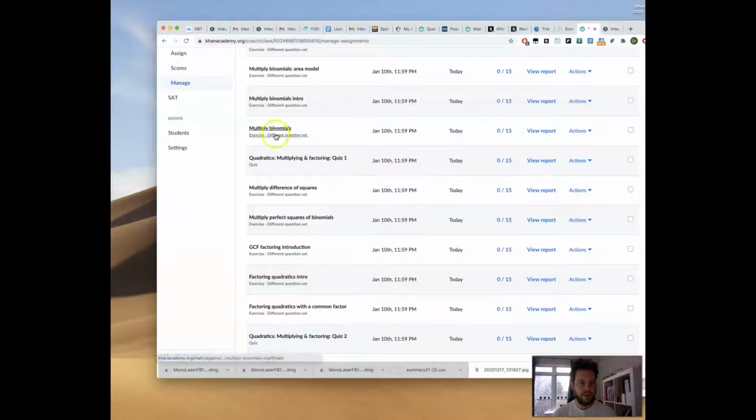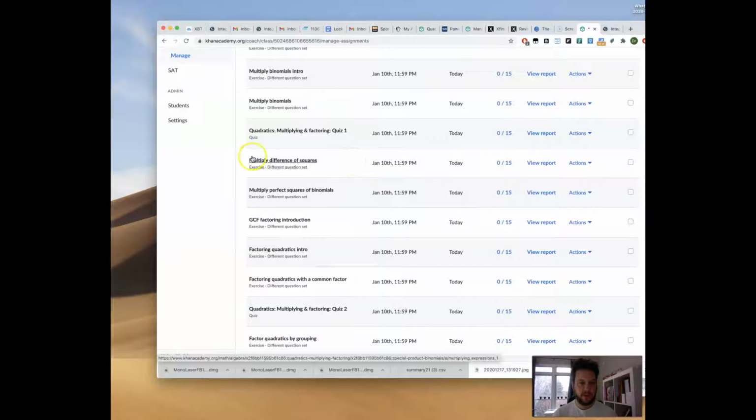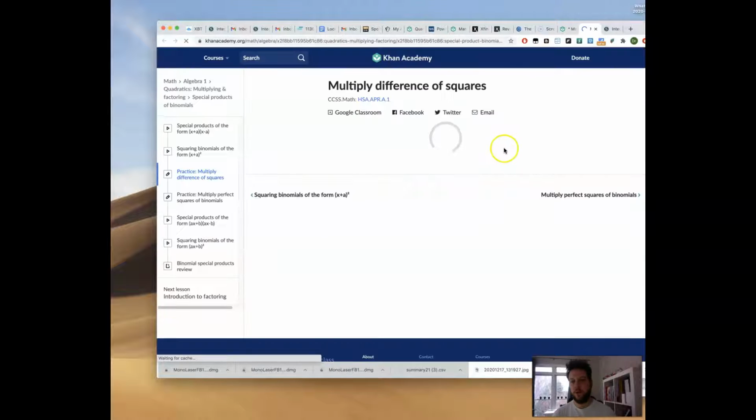Alright, so we just did the multiply binomials, those three, then you got this quiz, so make sure you take that quiz. I'm not going to go through the quiz for you. That one is on you. So I'm going to do multiply difference of squares and multiply perfect squares of binomials.